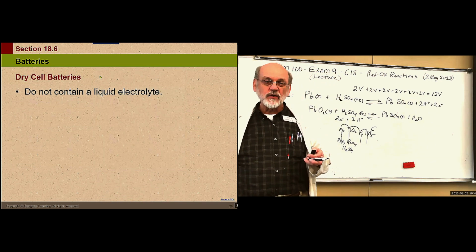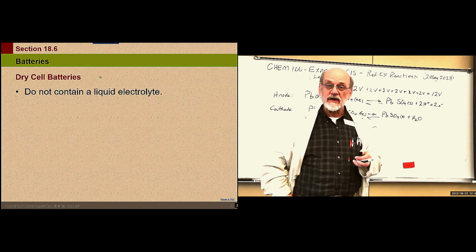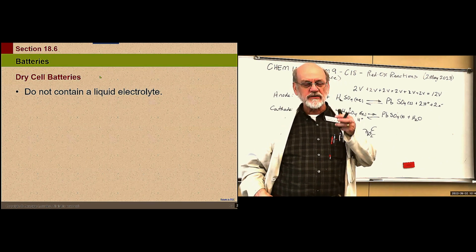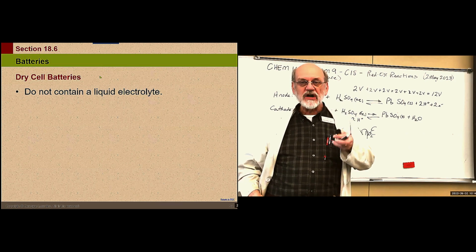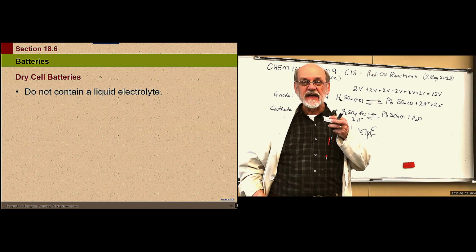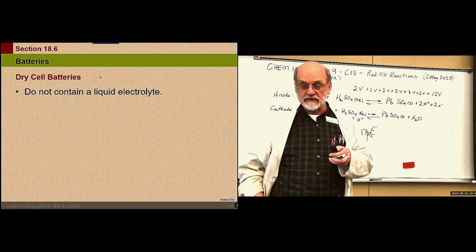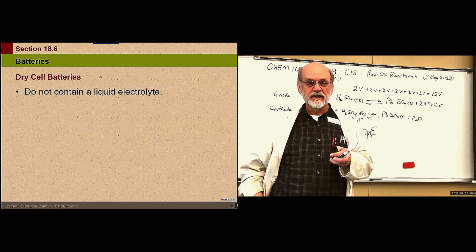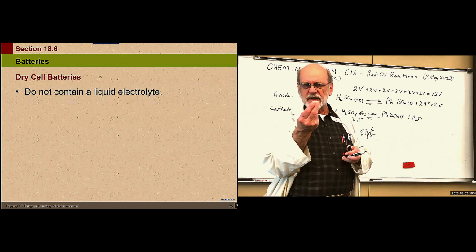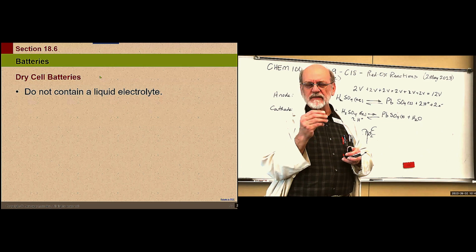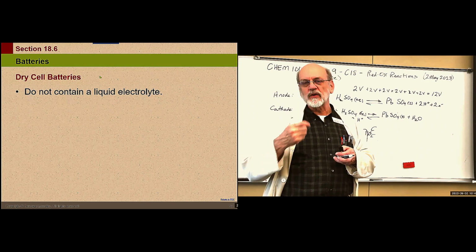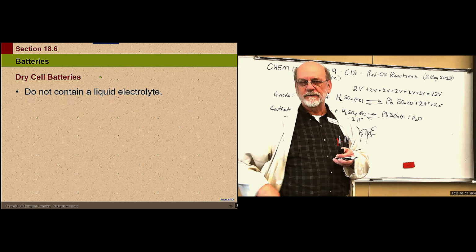Dry cell batteries don't contain a liquid electrolyte, but there is a solution. In other words, electrons and ions must be allowed to move. If they can't move, then you can't get a voltage. The battery will not work. So we call them dry cells simply because the material is sort of a wet paste. If you poke a hole in it, it doesn't just flow out like water.